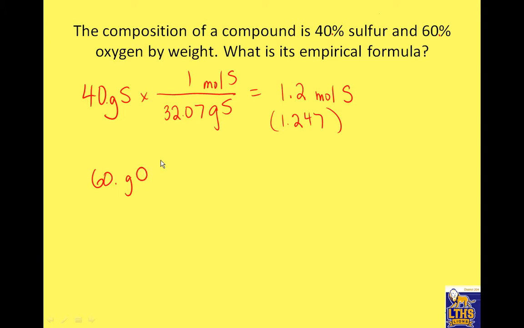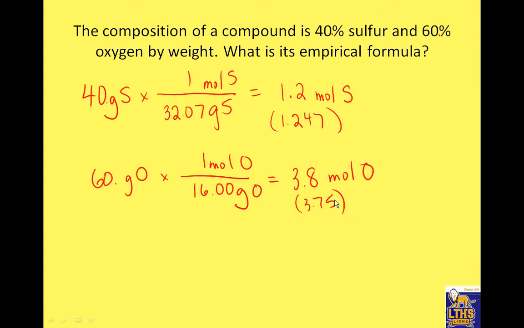60 grams of oxygen, and we're going to say, well, 16 grams of oxygen for every 1 mole of oxygen. We find out that 60 divided by 16 is 3.8 moles of oxygen, which is 3.75. Okay, now we still need to find out the mole ratio of sulfur to oxygen to get the empirical formula. So what we have to do is pick the bigger one and divide it by the smaller one.